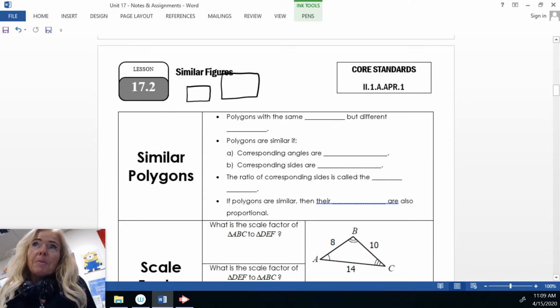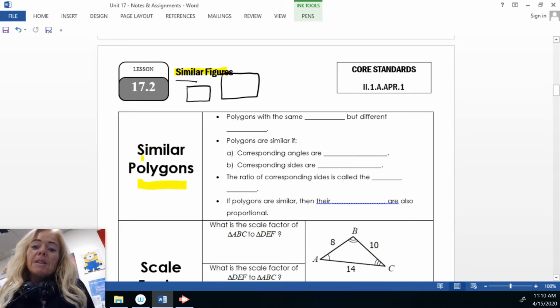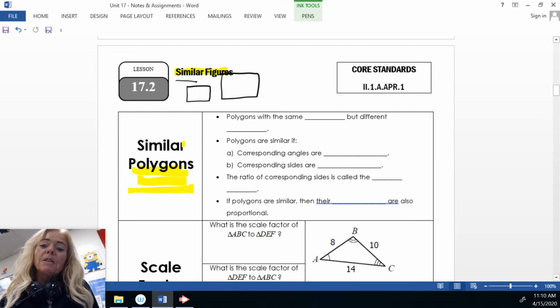Our whole last chapter, chapter 16, was all on congruent triangles and congruent shapes. And that meant that every side length and every angle measure were congruent. But in similar figures, instead of being congruent, what happens is you get the same shape and different size. Okay? Same shape, different size.